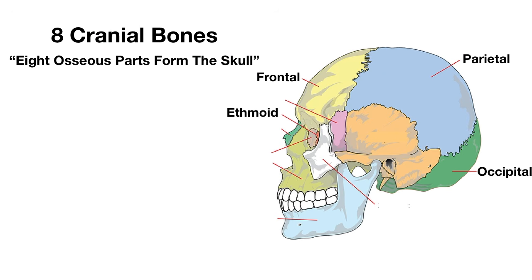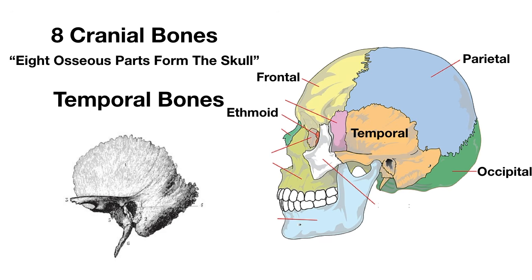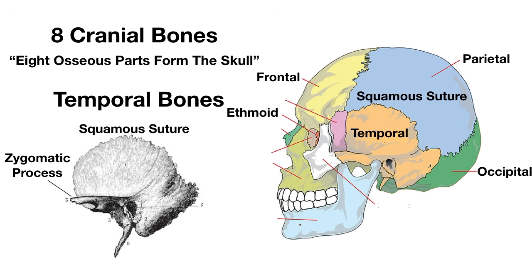Next, we're going to talk about the temporal bones. There are two temporal bones, and they're shown in orange on the image. There's a number of features to know about the temporal bone, so we're going to zoom in on the bone. First, we know from before that the squamous suture is the suture that connects the temporal bones to the parietal bones. The next feature we're going to talk about is known as the zygomatic process.